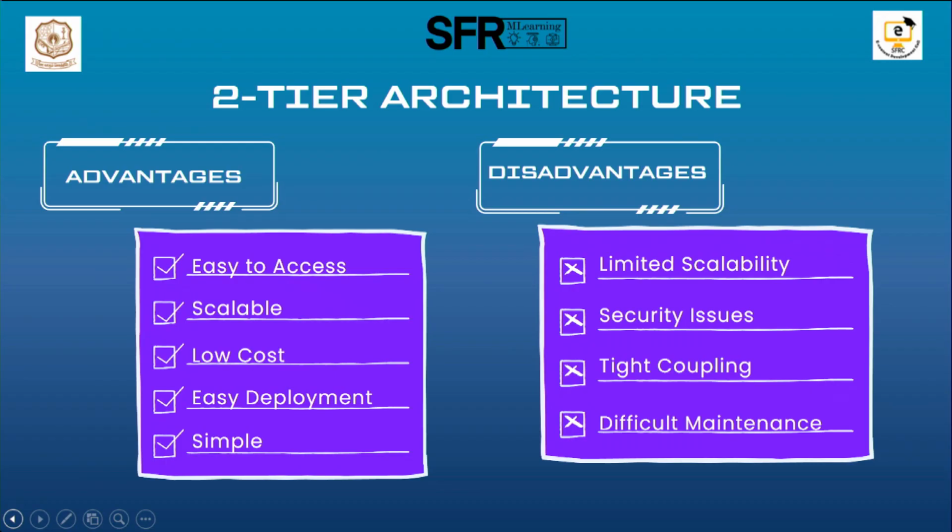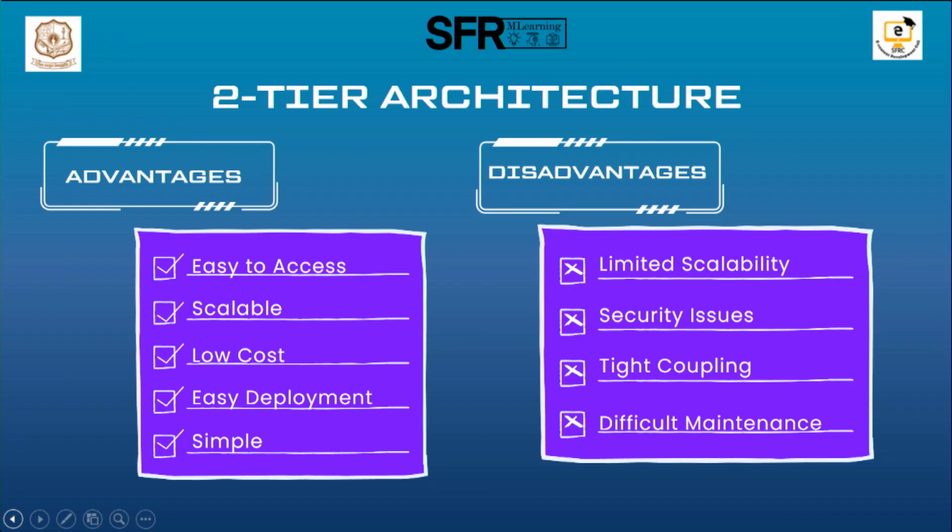The third advantage is low cost. That is, two-tier architecture is cheaper than three-tier architecture and multi-tier architecture. The fourth advantage is easy deployment. Since it is easier to deploy than three-tier architecture, it is simple and easily understandable because of only 2 components.